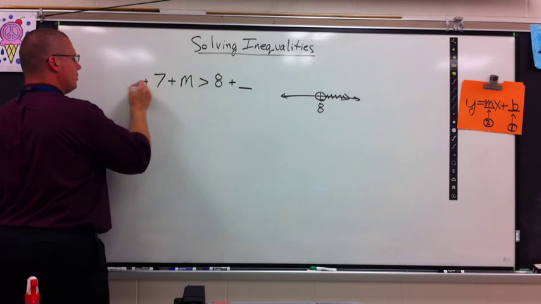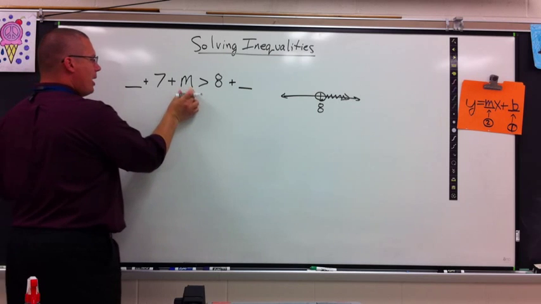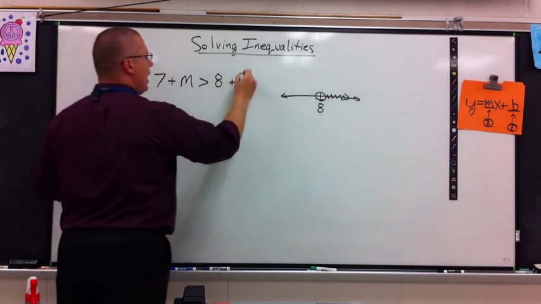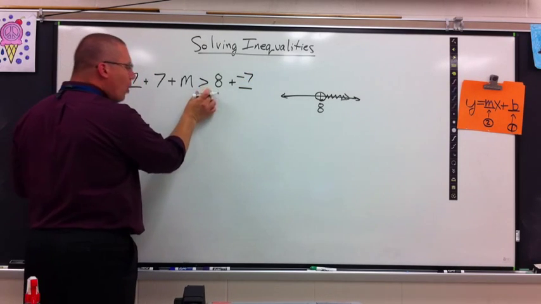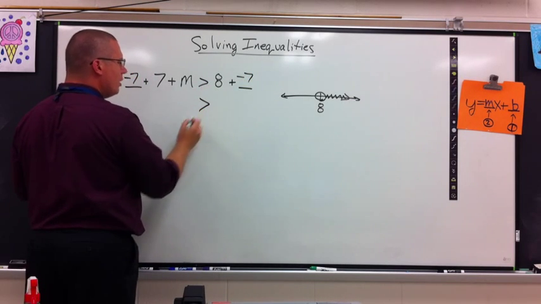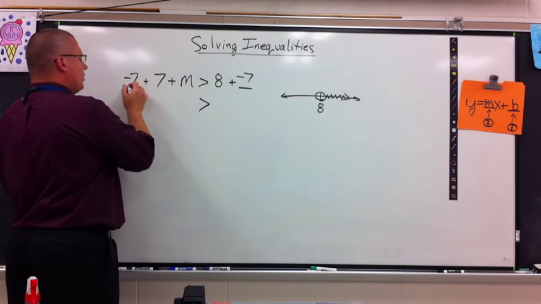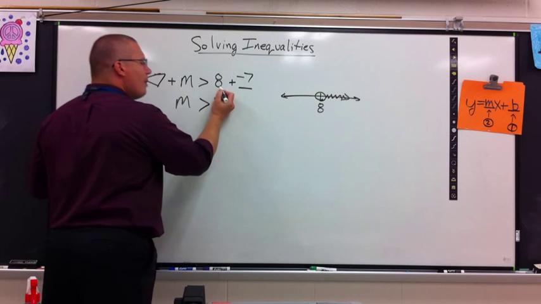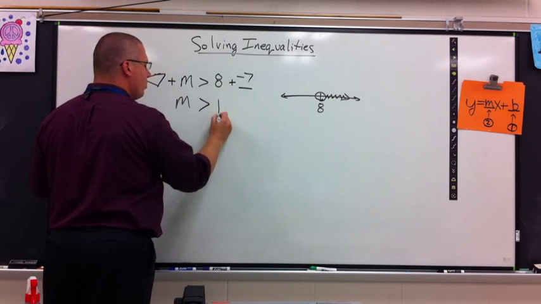Add opposites. Get m by itself, get rid of an added 7. Add -7 to both sides. It still works like an equation, but it's an inequality. 7 plus -7 cancels out. I'm left with m is greater than. Now my number changes. 8 plus -7 is 1.